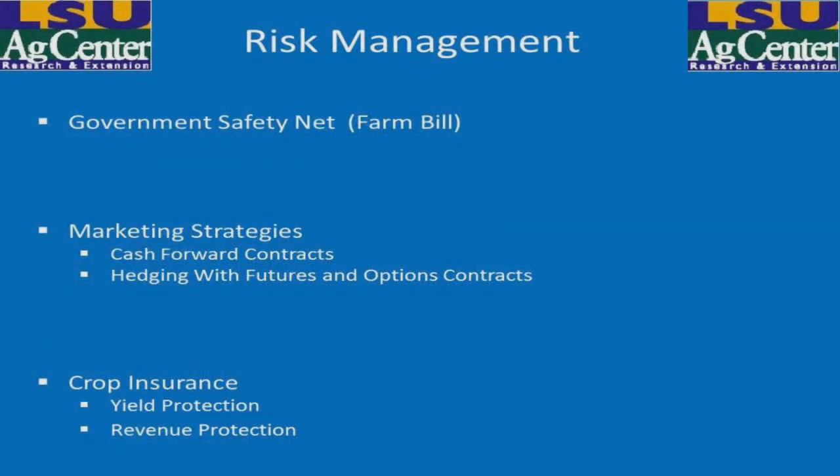Currently in the state, we have two types of programs available for soybean crop insurance. One is yield protection, which essentially only protects if we have a yield loss. So what happens is that you protect a percent of a historical yield for your operation. And if your actual yield goes below that guaranteed yield level, then you are paid some indemnity. You receive a crop insurance payment. That's the only way you would receive any kind of payment, through the yield protection portion of the crop insurance. The other option is revenue protection.